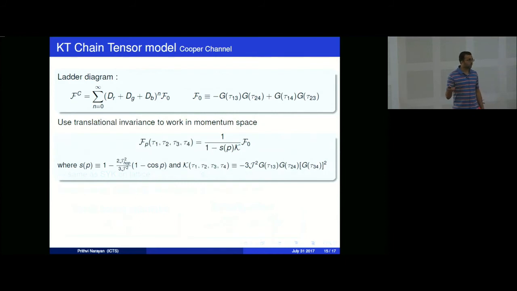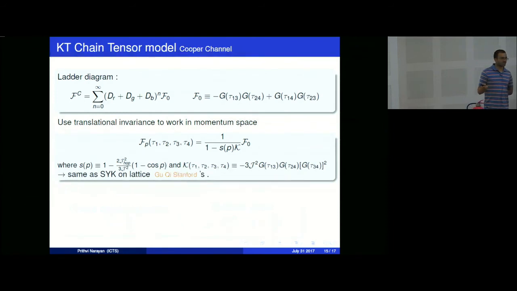Because this is a translation invariant system, we can now work in momentum space. And this is the answer for the momentum space 4-point function. Here, F0 is given by this function, P is the momentum, and S_P is this particular function. You can see a dispersion here, and K is the original kernel that I flashed in the initial part, in the original tensor model, and this is the same as SYK. In fact, the lattice version of SYK by Gu, Qi and Stanford had exactly the same 4-point function.